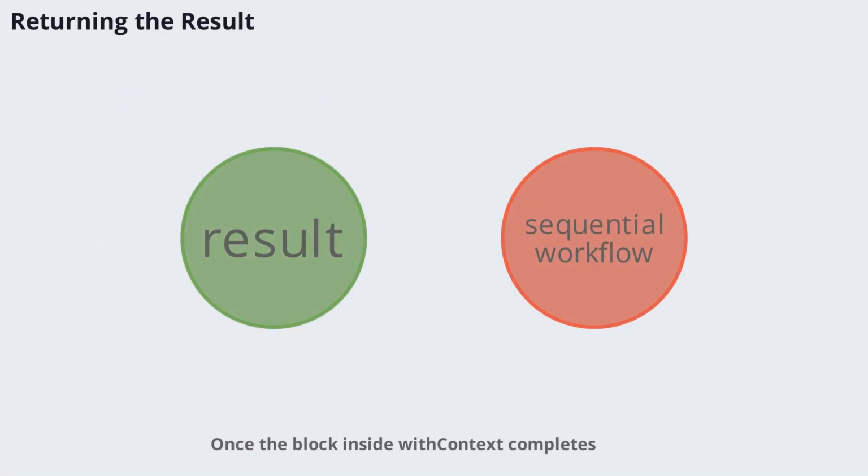Once the block inside withContext completes, the result is returned and the coroutine resumes from where it was suspended. This makes withContext ideal for sequential workflows where you need to wait for a result before proceeding. It keeps your code straightforward and easy to follow.